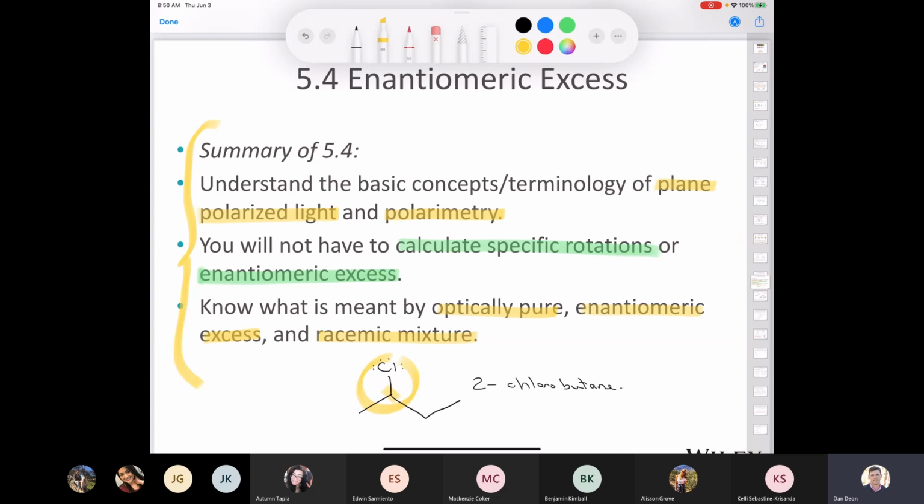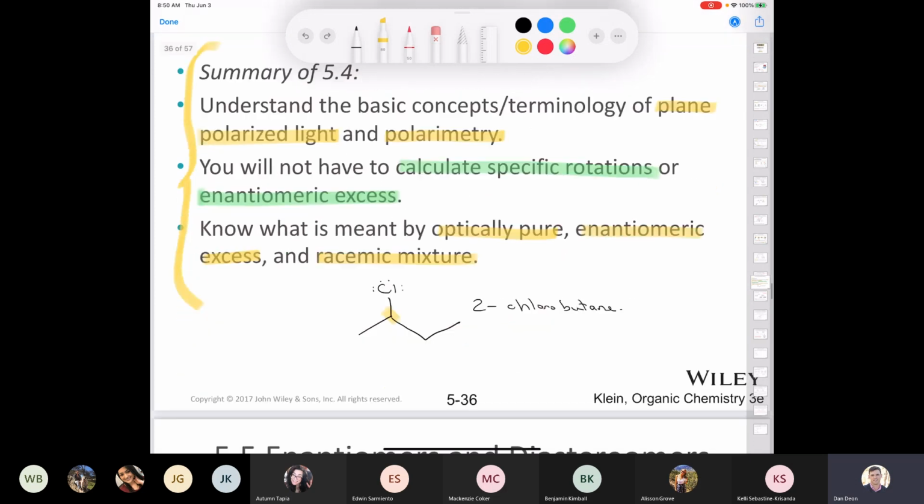They don't give me any information. You can make the assumption from now on that whenever you see a chiral center but it's not identified, it's racemic. Okay, it's a 50-50 mixture. All right, there we go.